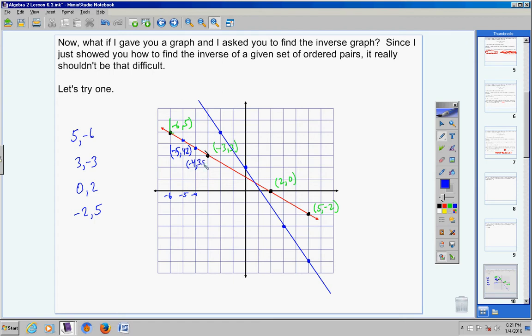The reason I didn't use those points is because they have decimals. You are more than welcome to use as many ordered pairs as you want to. Okay, that's totally fine. Make sure you use enough ordered pairs to get a good picture of the graph. Okay?